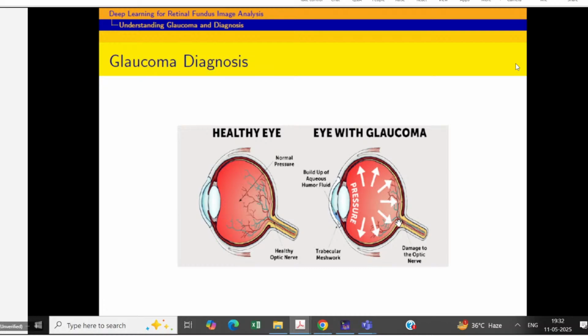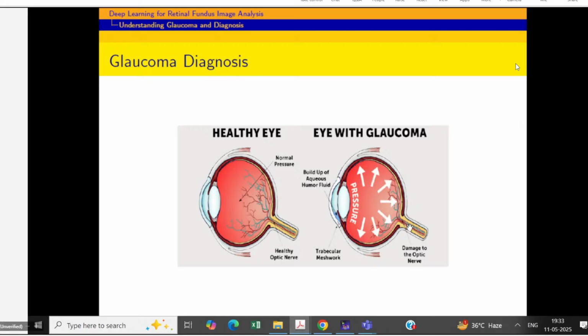You can see over here, this is a healthy optic nerve. You can't see any damage here, but you can see some damage over here, and because of this damage to the optic nerve, the person suffers from glaucoma. Glaucoma can be detected with the help of different imaging modalities, and one of them is fundus imaging, where you capture the back side of the eye. So you can easily detect glaucoma with the help of fundus images.